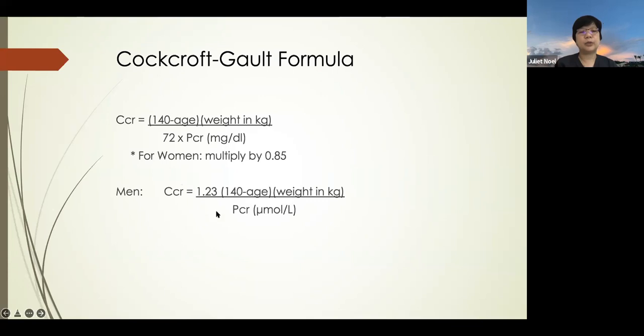But if you're using international units, the micromole per liter, this is the formula. Or if the result is in micromole per liter, you just divide it by 88.4, because this one is easier to remember, diba? So either way, you can use that formula. Then for female, it's separate, it's times 1.04.